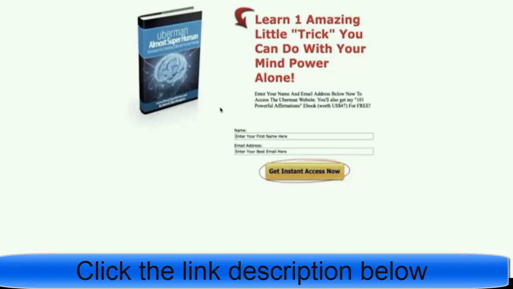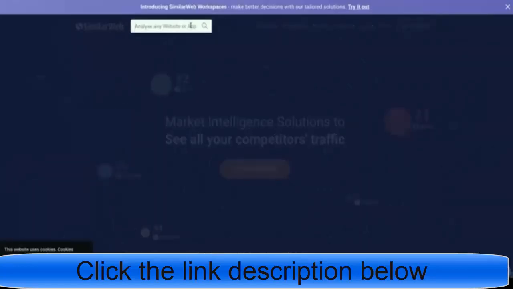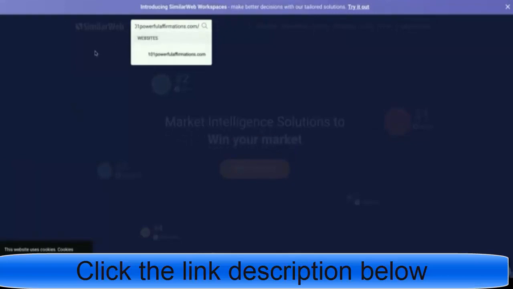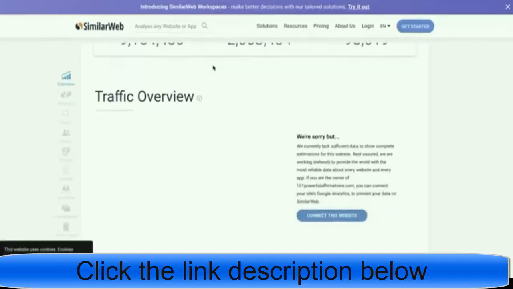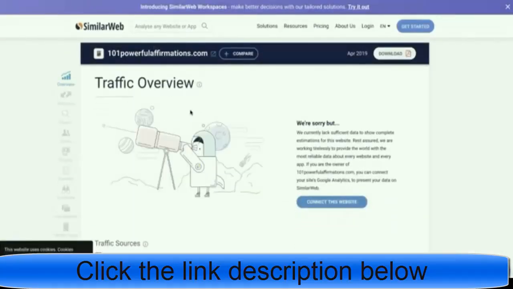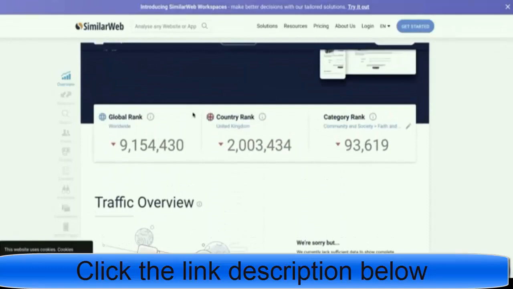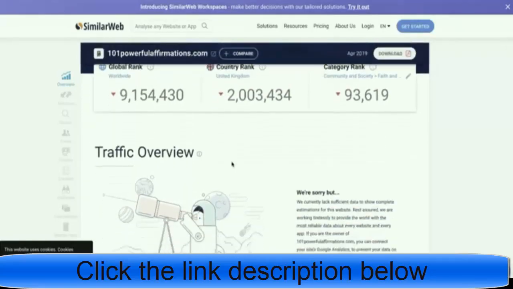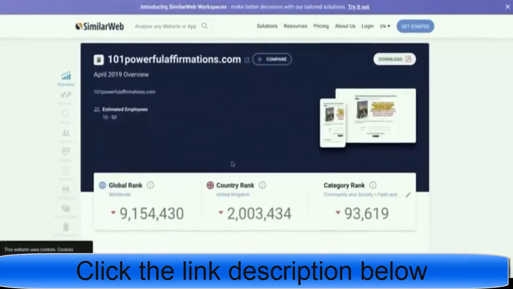To show you guys that this product doesn't have much traffic, we're going to use Similarweb to see how many views this page gets. Here you can see you can't even find anything about this website because views are so low. So the traffic is actually very bad.